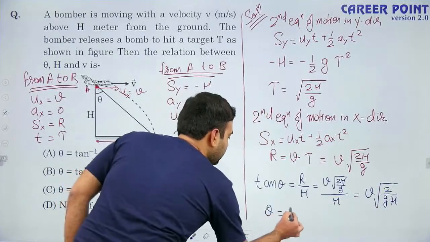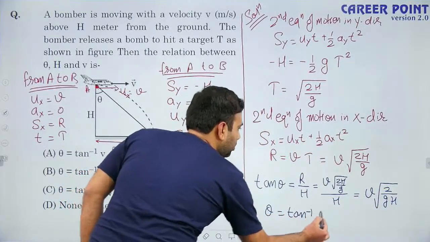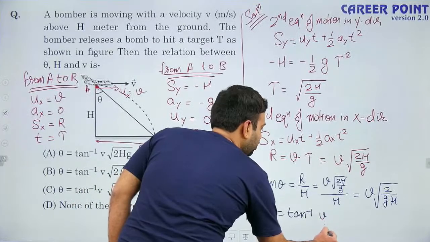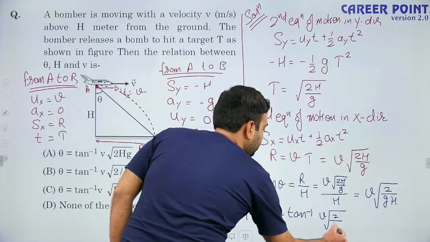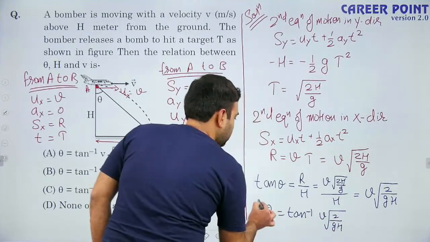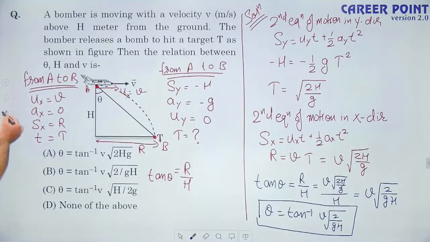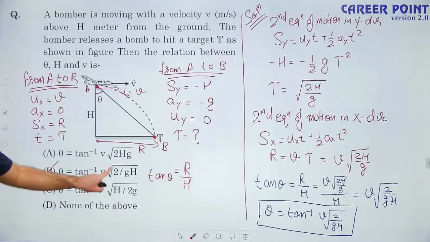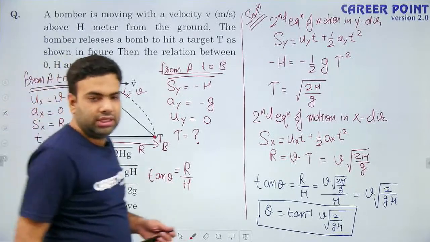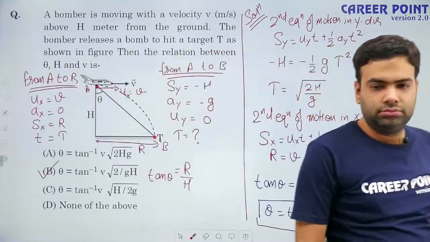That means theta equals tan inverse of v into under root of 2 by gh. Okay, so this is the relation among theta, h and v, and the answer is option B. Theta equals tan inverse v into under root of 2 by gh. Is it clear to all of you?